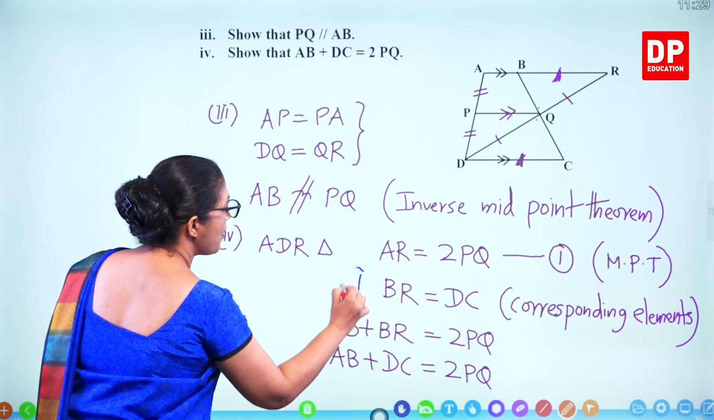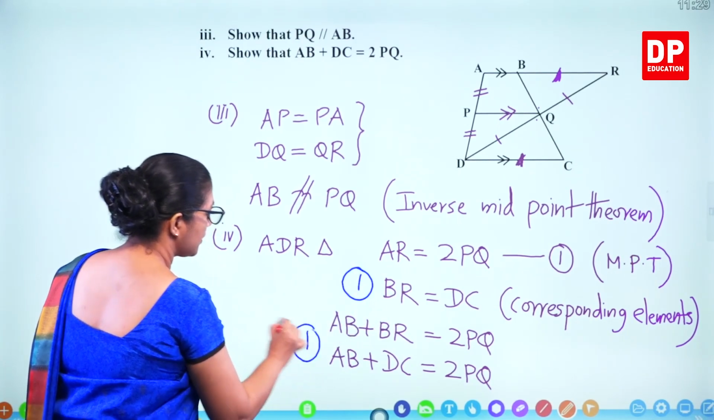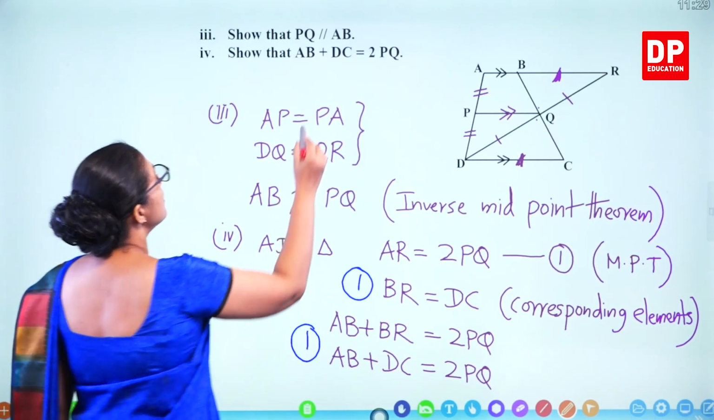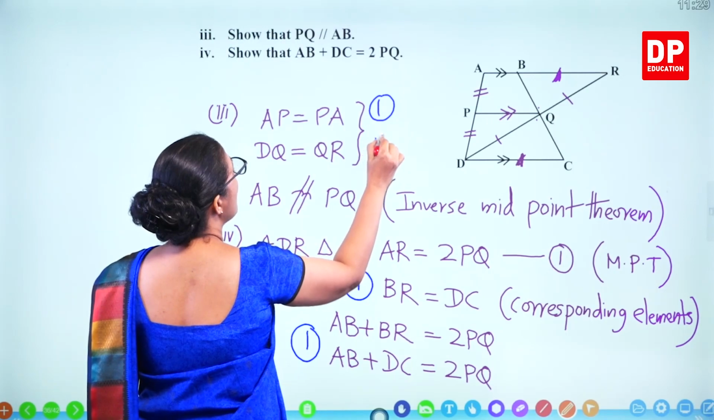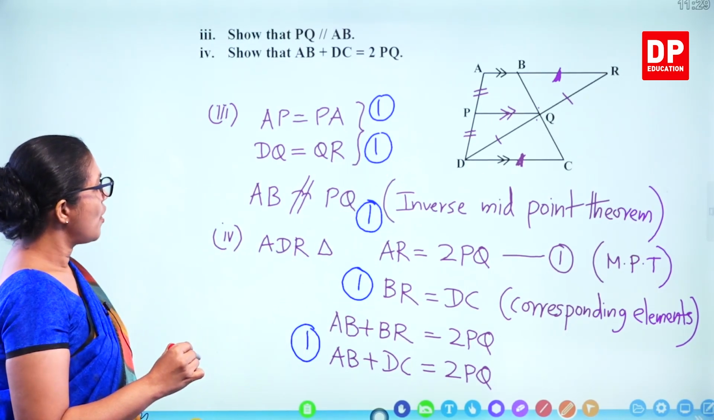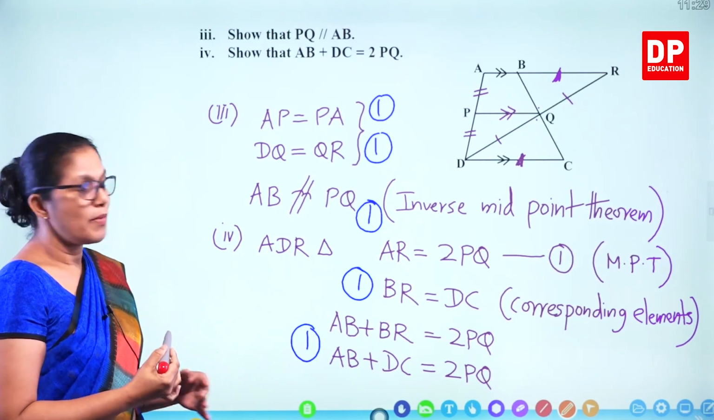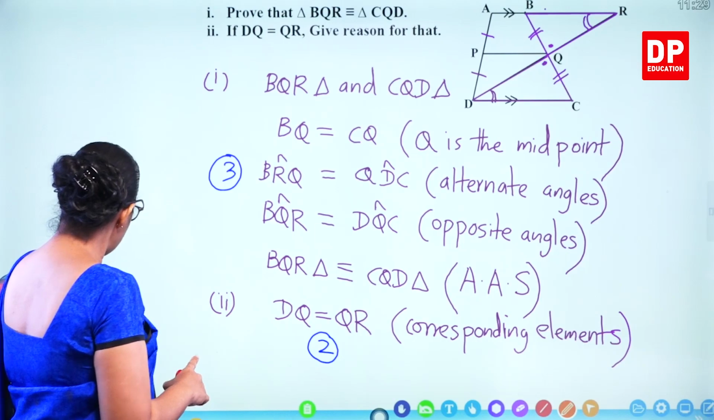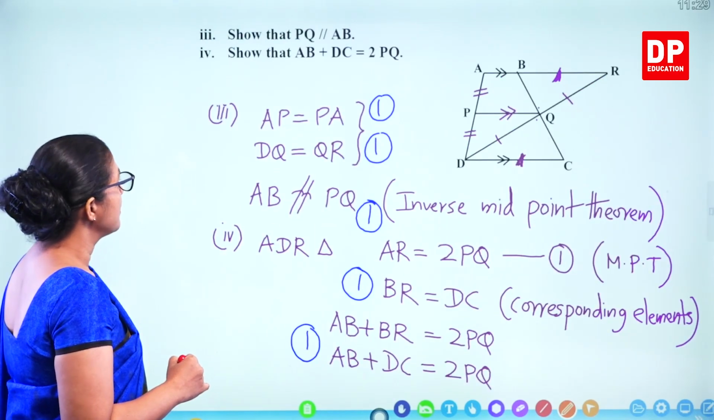Writing this one, 1 mark, 1 mark. And this one, 1 mark, 1 mark. And because of inverse midpoint theorem, 1 mark. So 3 marks and 2 marks, 5. And previous 5 marks, altogether 10.